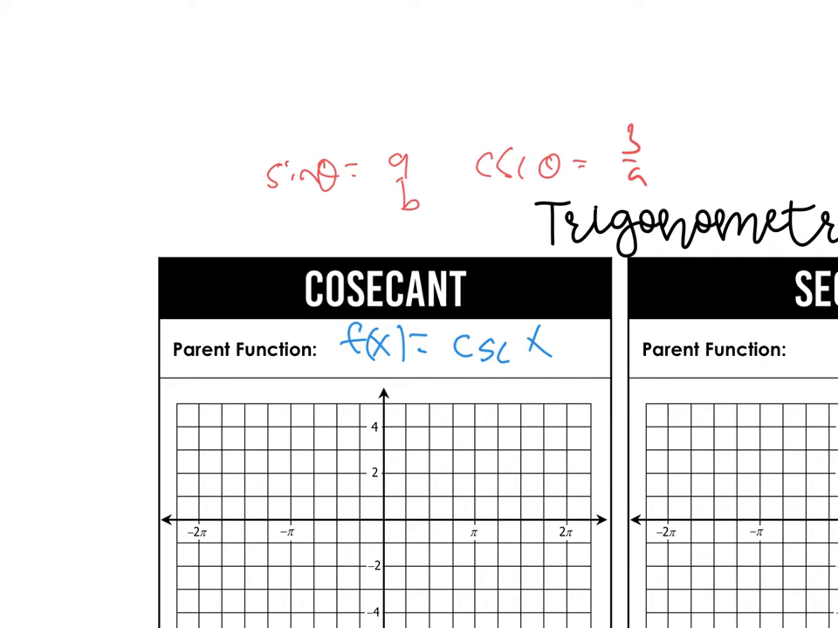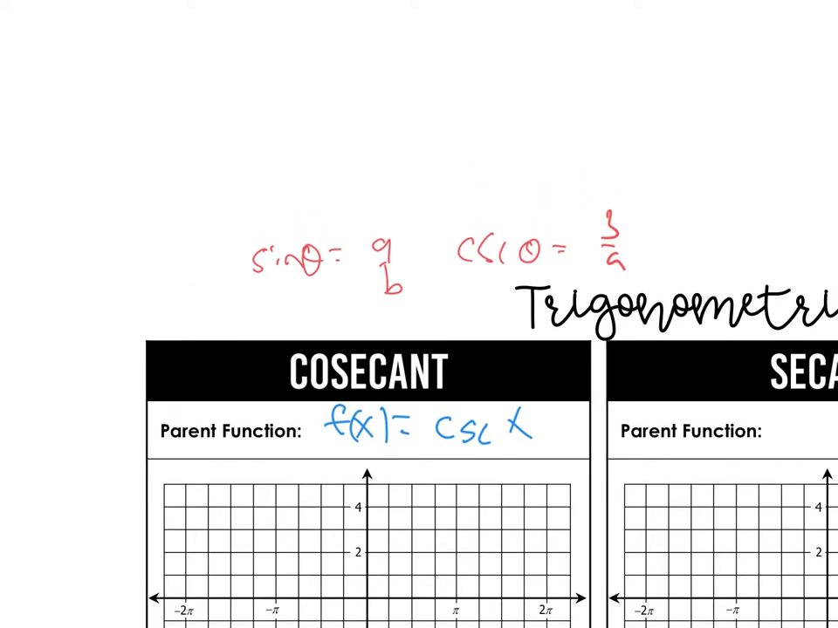I like what Jonathan said, too. I said, what was sine of theta? And Jonathan said, 1 over cosecant of theta. Well, that's absolutely true. Could also say, what is cosecant of theta? It is 1 over sine of theta. So, the reciprocals.